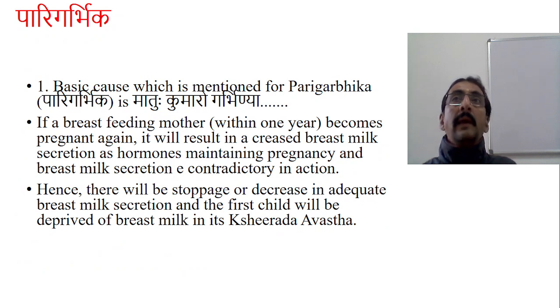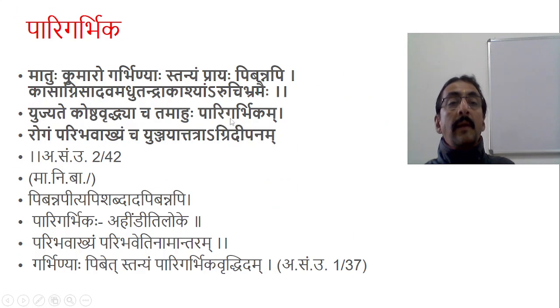Now, in case of Parigarbhika, the basic cause which is mentioned by both authors, Madhava as well as Ashtanga Sangraha, is Matu Kumaro Garbinyo Stanyam Praya Pibannapi. This word Pibannapi, whether it has the A or not, Pibannapi or Apibannapi, was actually a confusion. For that, the Tika has given Pibanti iti shabdaha Pibannapi, so we have to take it here as Pibannapi. But still in some of the books it is given as Apibannapi, so that creates a confusion.